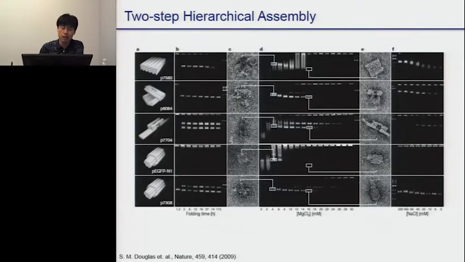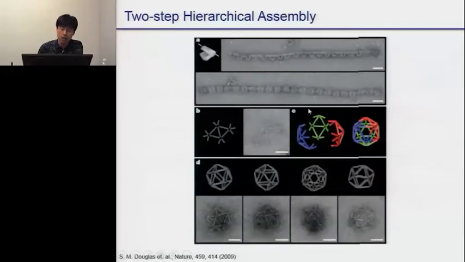And then all these structures are based on different folding times, and then there is some selection of the lengths of the DNAs or things like that. So that is another way we needed to do this kind of assembly.